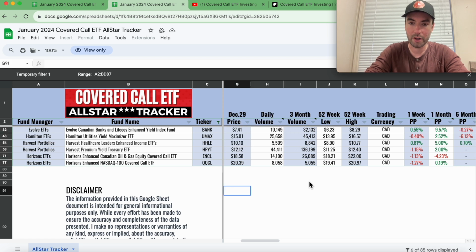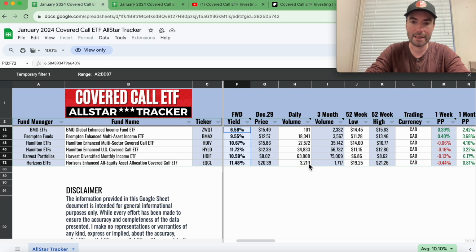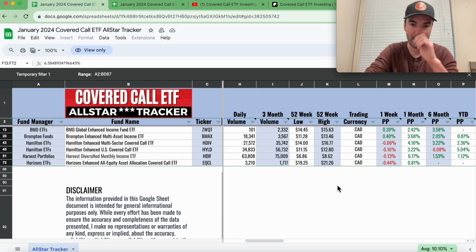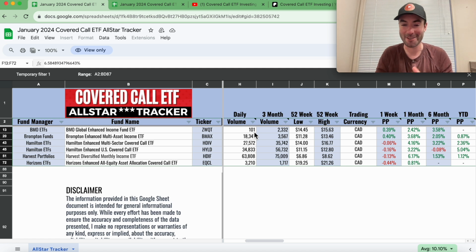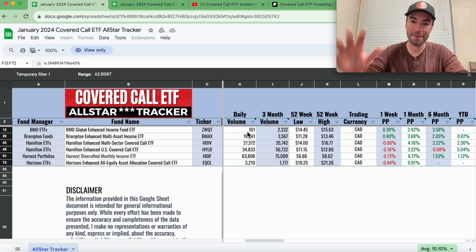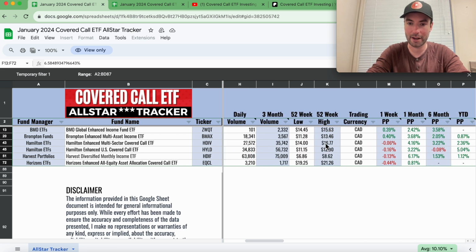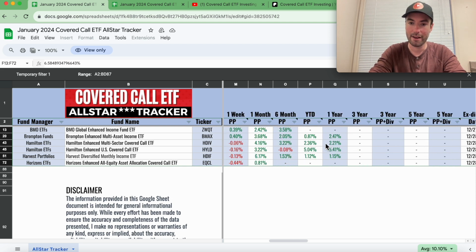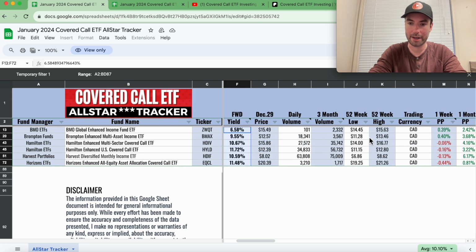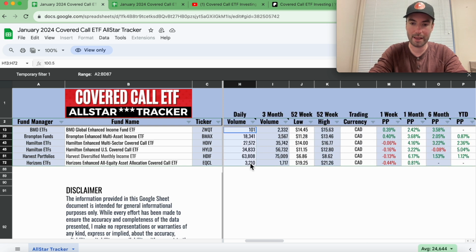Okay, so let's move along maybe to daily volume. Let's just see how liquid some of these funds actually are. So if we're looking at ZWQT, that's pretty low in my opinion. Anything that trades under 1,000 is, especially on the Canadian market, very tiny. But again, this info was extracted from December 29th, right? So when you're looking at this, it's not updated on a day-to-day basis. It's just info from the last trading day of the month, so December 29th. Let's take a sum and see what the average is.